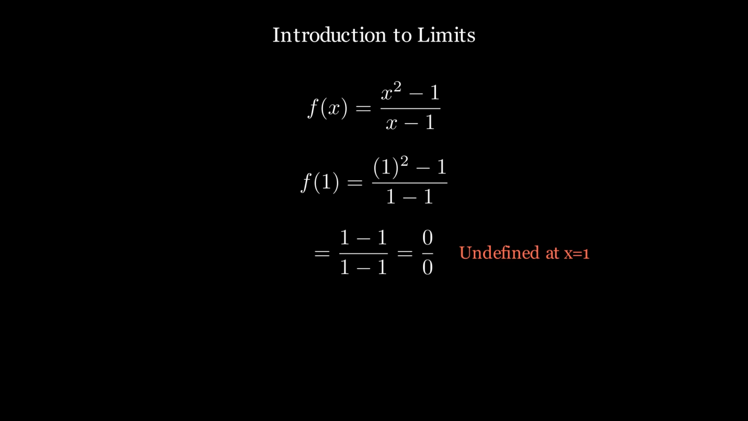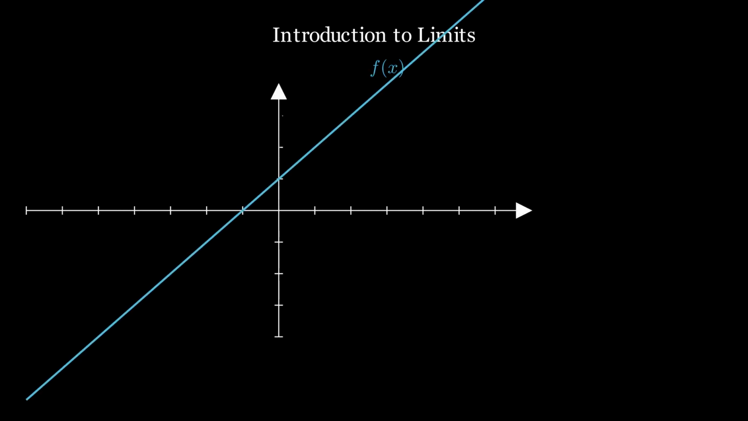So we can't find the value at x equals 1, but with limits, we ask, what value does f of x approach as x gets very close to 1? Let's visualize this. The function simplifies to y equals x plus 1 everywhere except at x equals 1. The open circle at x equals 1 shows the hole in the graph where the function is undefined.